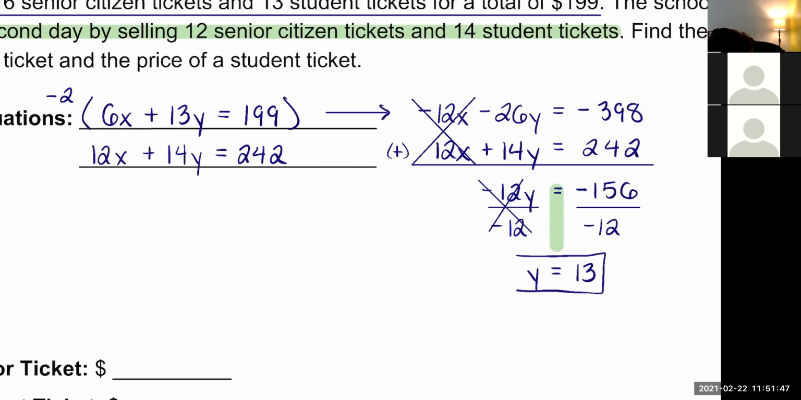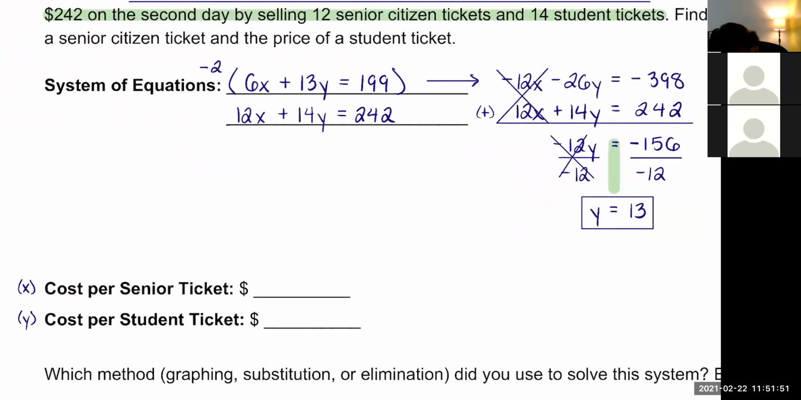And because we've already identified our variables, I already know what Y represents. In this case, that is the cost per student ticket. So I can put 13 on that line. But what do I still need? I need the x. And if I was solving this one, I would probably go with the top equation just because those values are a little bit smaller. But again, either equation would work.